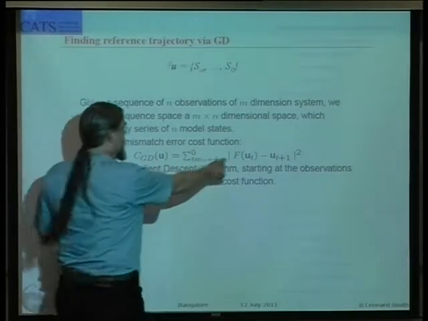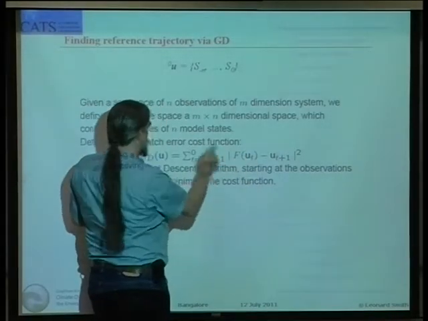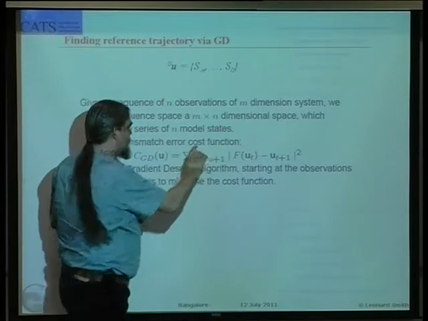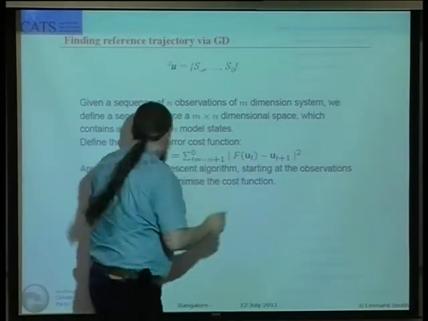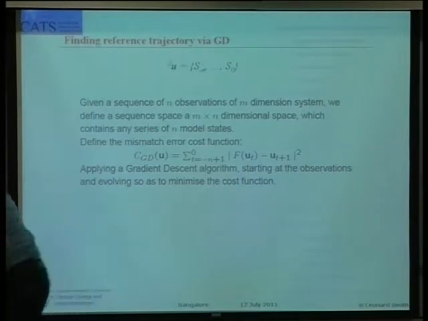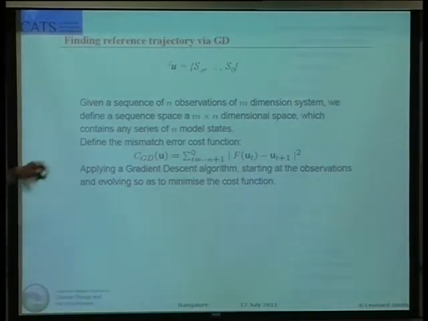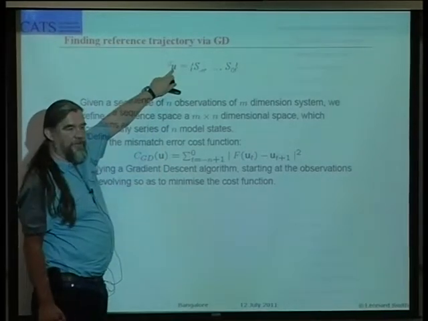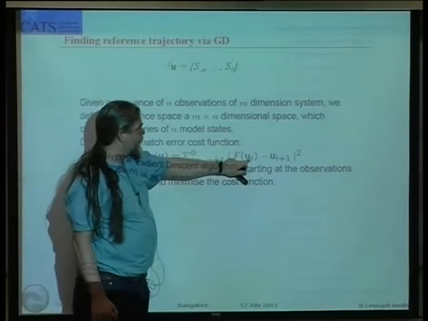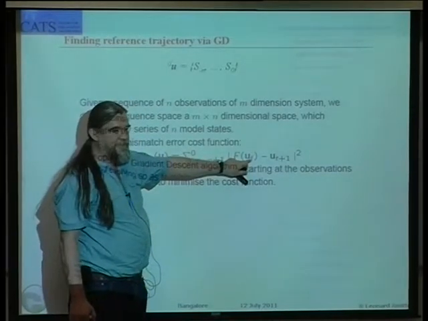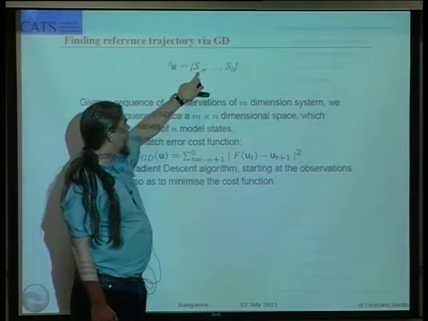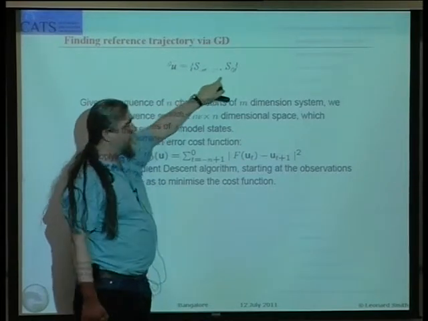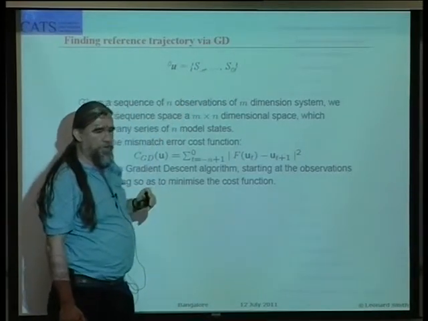You're right, this is a font problem. Unfortunately, there are two different things on here. This U is actually the entire sequence, and this is the individual components of U. U with the subscript T are the individual components of U, because I'm going to start with the observations, but I'm going to change what the value of U is as I move the algorithm forward.